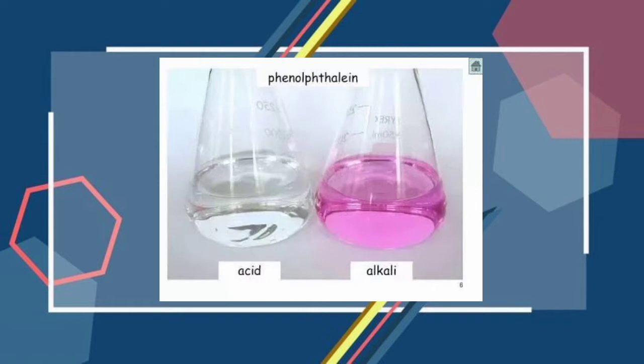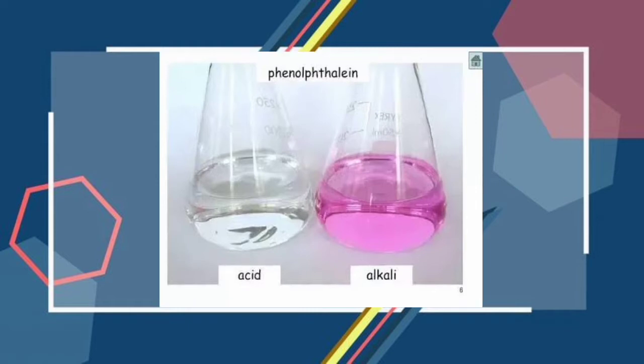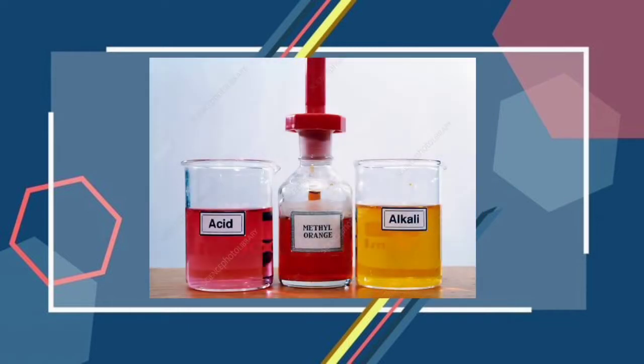Now, methyl orange. Methyl orange is orange in color as you can see here. When it is added to an acid, its color does not change. But when it is added to an alkali, the change in color is seen. It changes its color from orange to yellow as you can see here.